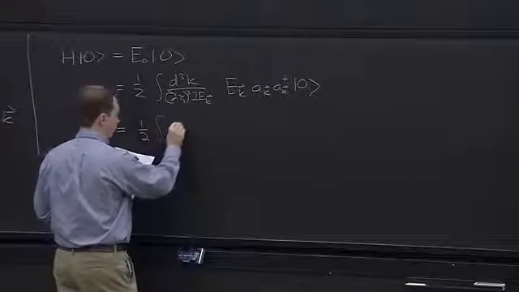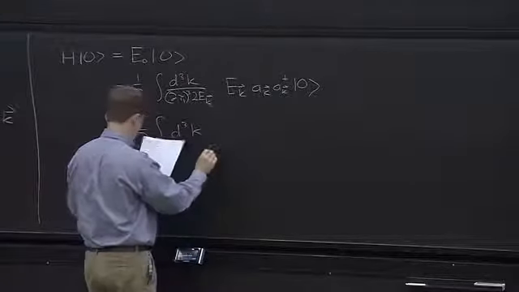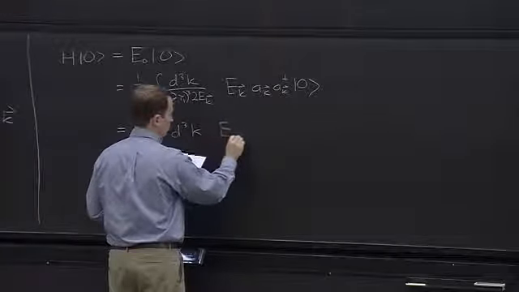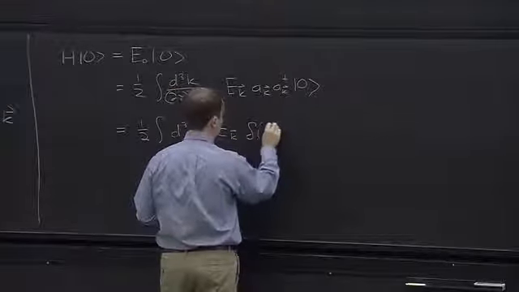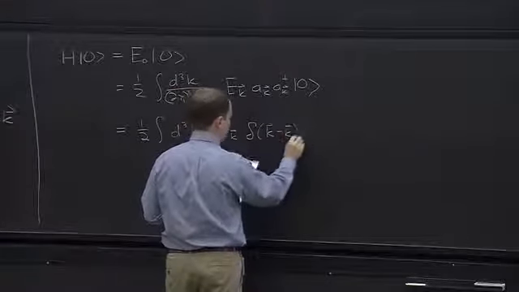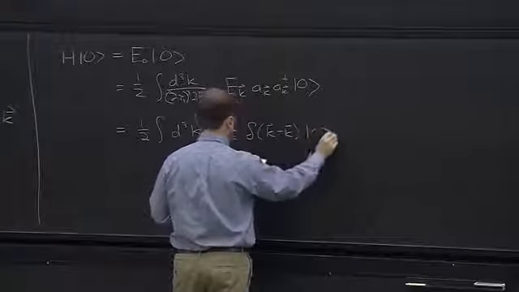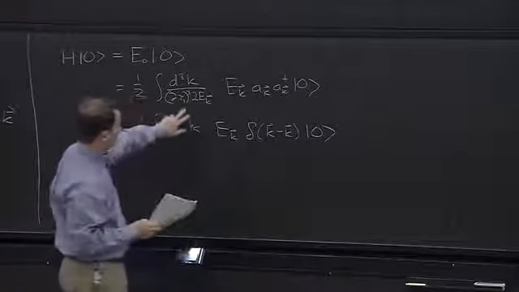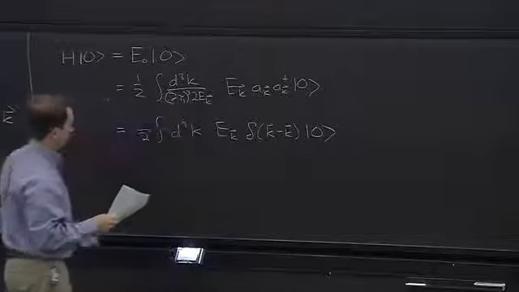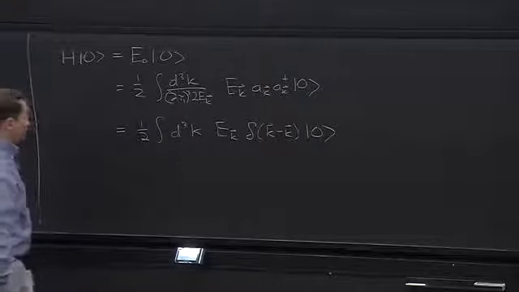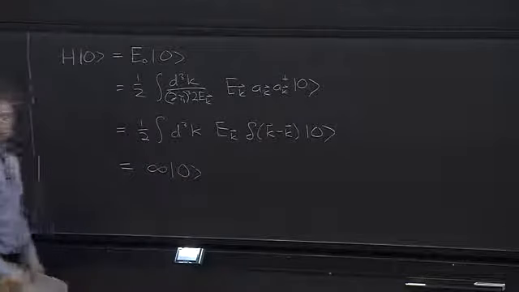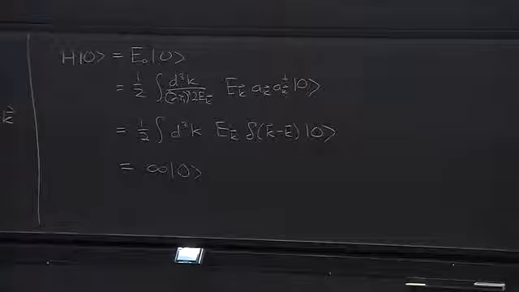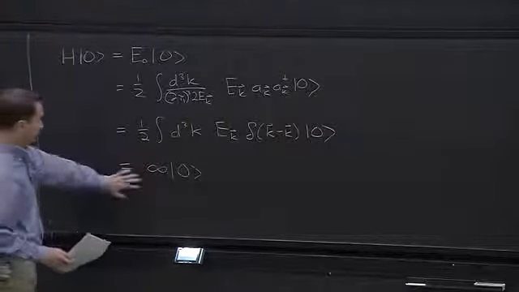1/2 integral d^3k E_k times delta of k minus k acting on 0. So the commutation relation gives us a factor that cancels out the denominator here. And this expression is horribly divergent. Maybe a bit concerning: our very first calculation in quantum field theory gave us infinity.